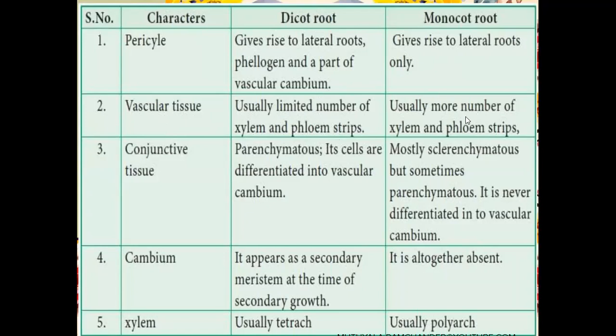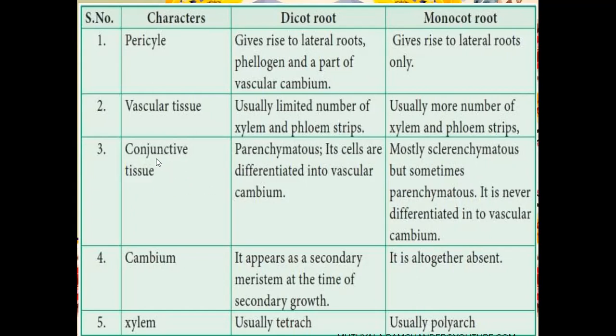But in the monocot root, the vascular tissues usually have more xylem strips and more phloem strips. So xylem strips are in more number, and we call it polyexarch protoxylem in monocot roots. But in dicot, it is di or tetraexarch protoxylem. It is a limited number. Di or tetraexarch protoxylem is present in the dicot root.